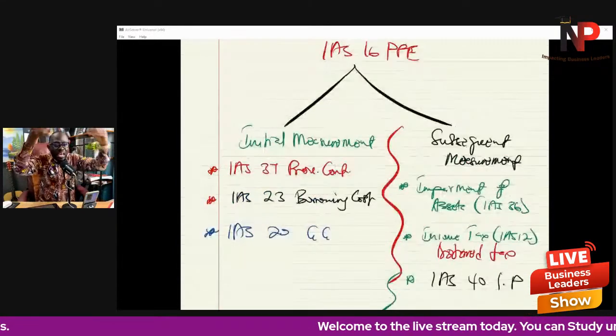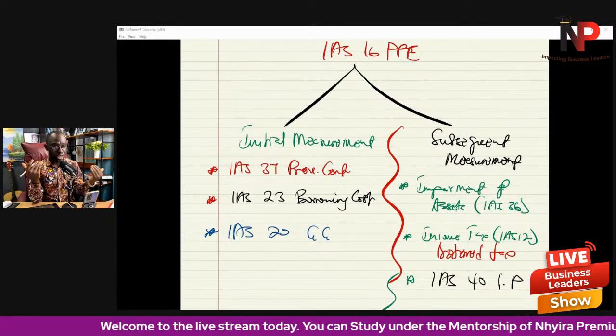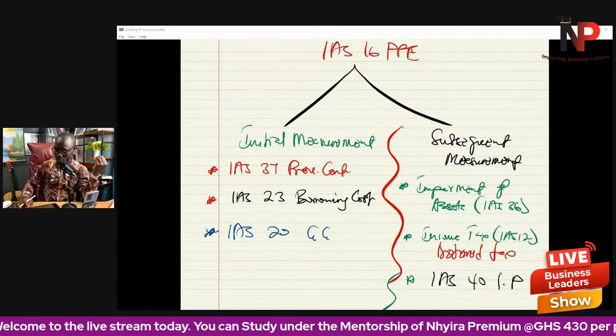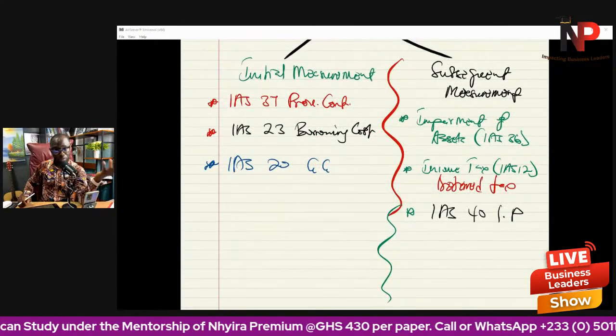So when you're learning IAS 16, you've got to draw the connection. You've got to draw the connection because it is going to be very, very important.